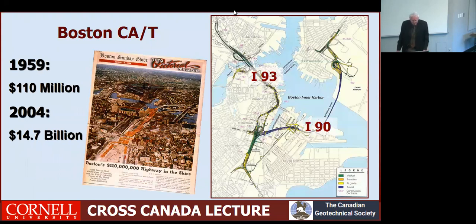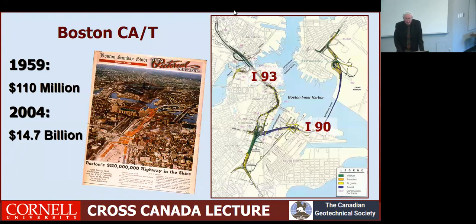The original estimates, and these, of course, were extraordinarily optimistic, was at about $110 million. I'm sure the concept was much simpler in the 50s. When the artery was finally constructed, and I have 2004 there, but the actual number should be 2006, the cost had come in at about $14.7 billion.